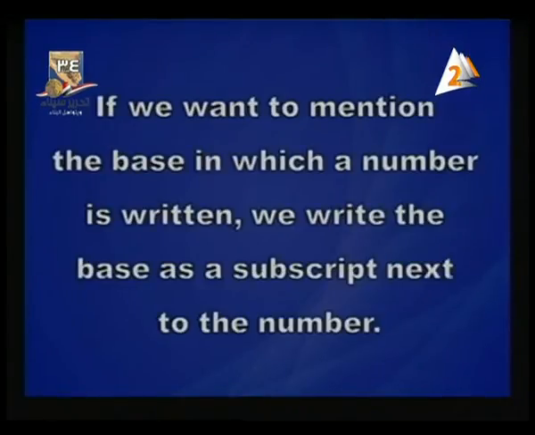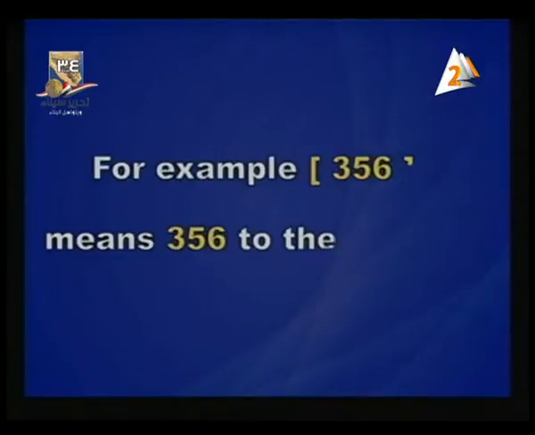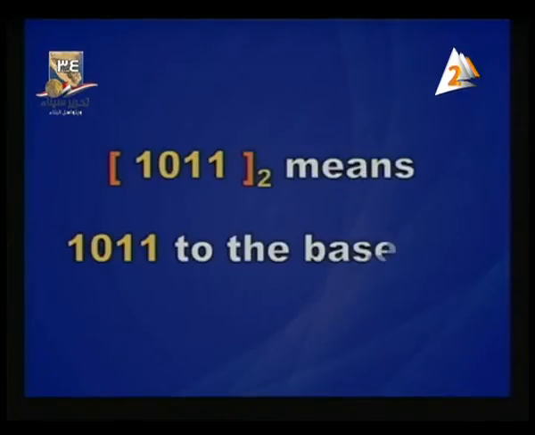Note, if we want to mention the base in which a number is written, we write the base as a subscript next to the number. For example, 356 to the base 10 means 356 to the base 10. Okay? It is the decimal number. (1011) with subscript 2 means 1011 to the base of 2. It is binary.